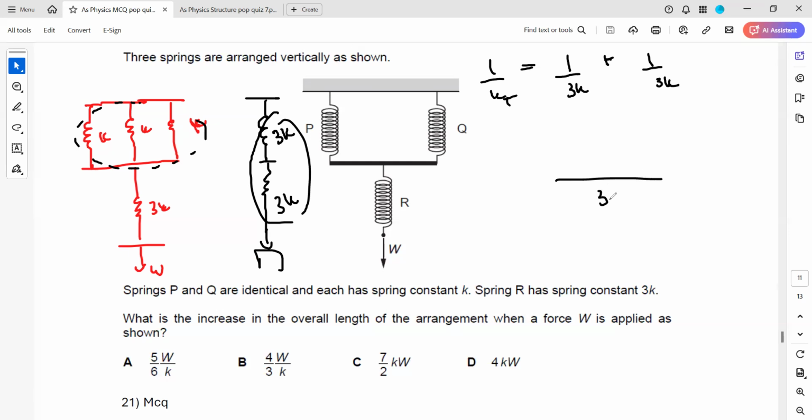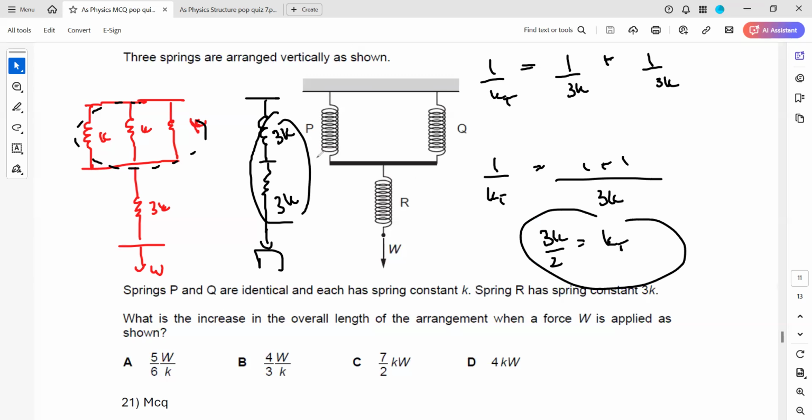So 3K will be the LCM, so it will be 1 plus 1. So 1 over K total will be, so it will be 3K divided by 2. That is the spring constant of the whole system. So this whole system is now replaced by a single spring, which has a constant of 3K by 2, and the weight W is attached.